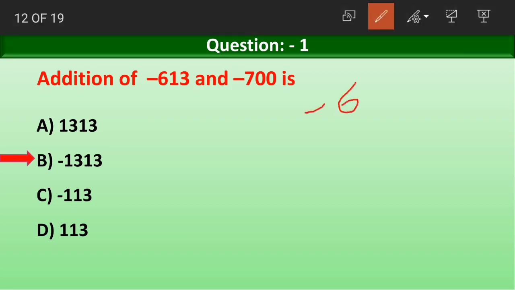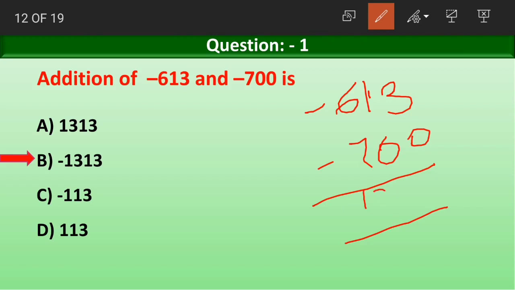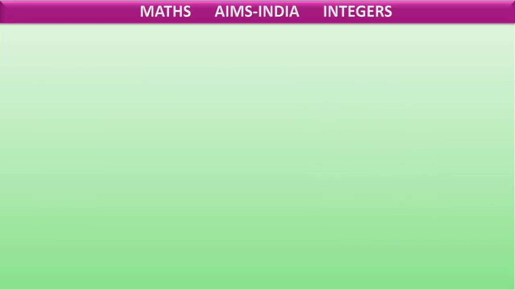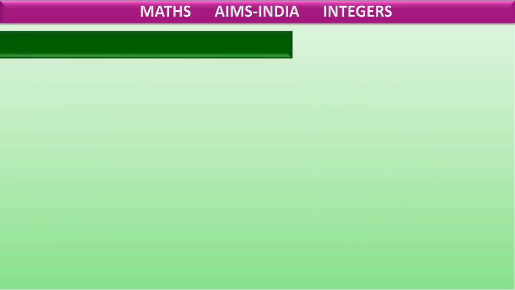How? We have minus 613 and we have minus 700. When we add these two, we get the answer of 1313, and coming to the signs, it is addition. So both the numbers have a negative sign, so the result will also carry the negative sign. Is this clear? We've added up the absolute values of the numbers, and as both the numbers carry a negative sign, the answer will also have a negative sign.